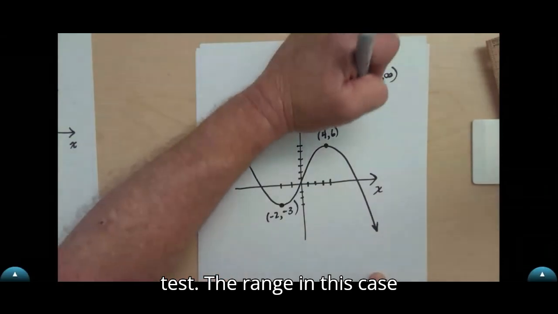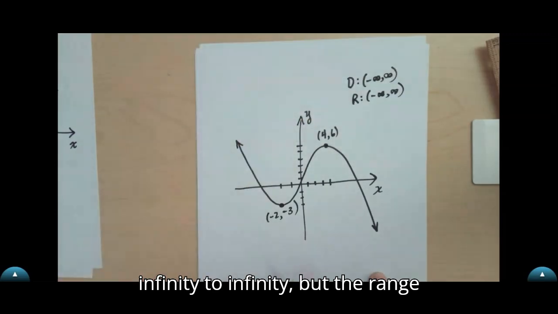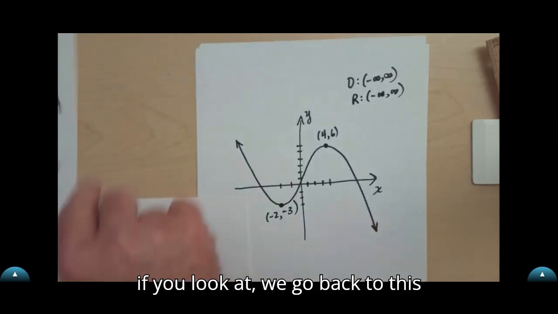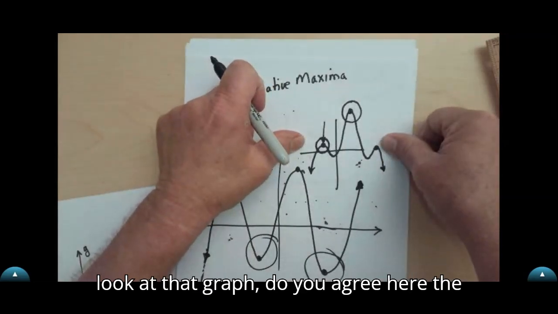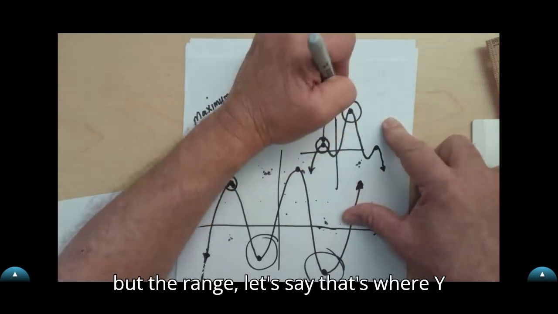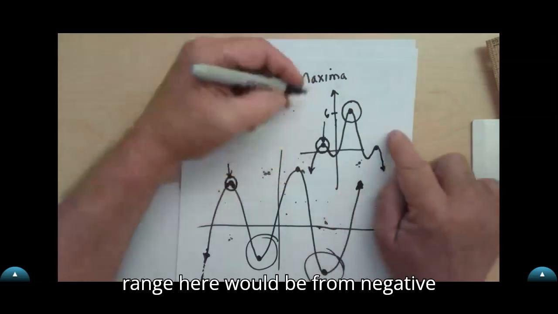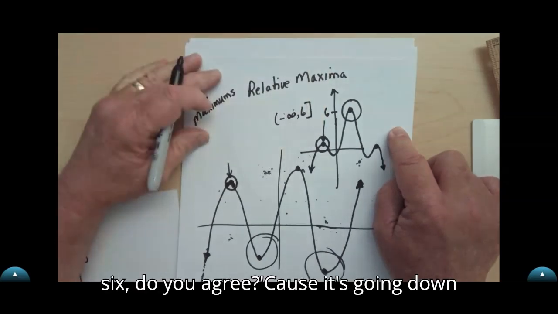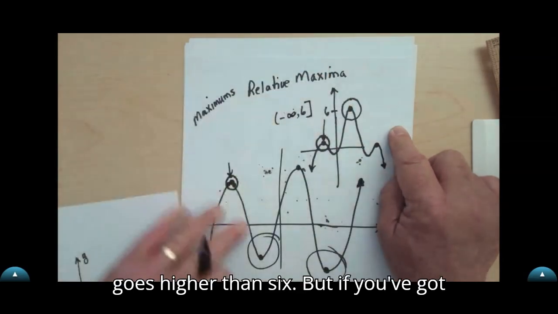The range with arrows on both ends may or may not be -infinity to infinity, because if you look at, let me go back to this sloppy, terrible looking thing, do you agree here the domain is -infinity to infinity, but the range, let's say that's where Y is, I don't know, 6. The range here would be from -infinity up to and including 6. Do you agree? Because it's going down toward -infinity, but it never goes higher than 6.